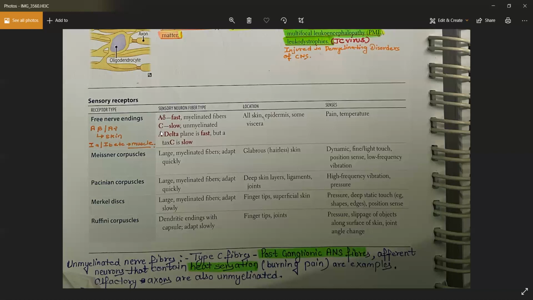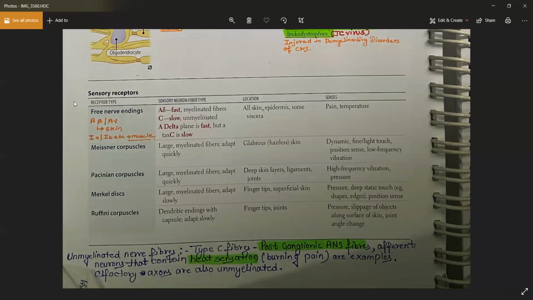You will study about these fibers later in the next page, but note that the impulses from these free nerve endings will be taken up by the A delta fibers and the C fibers. A delta fibers are the fastest fibers, and the C fibers are the slow fibers.